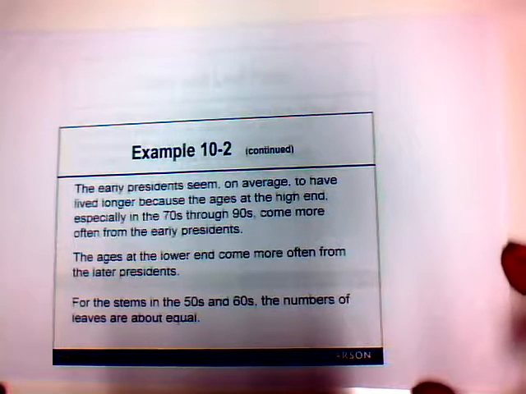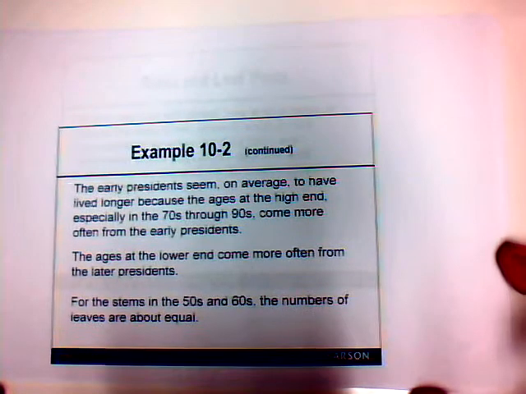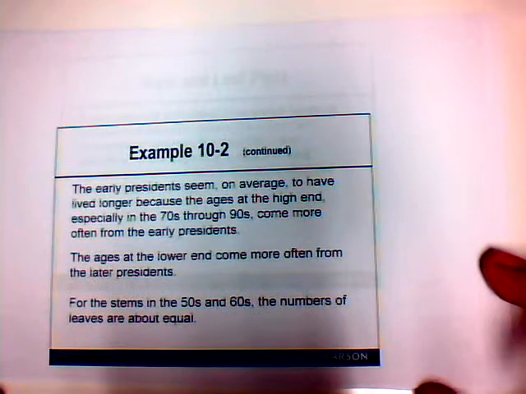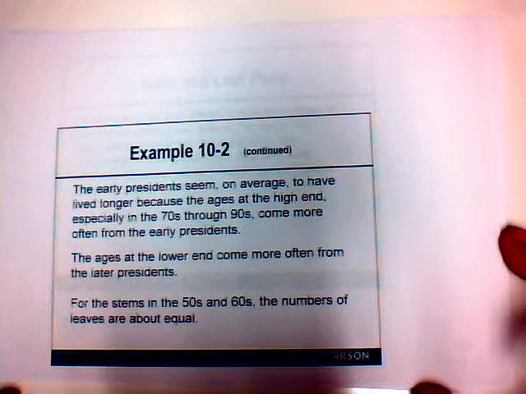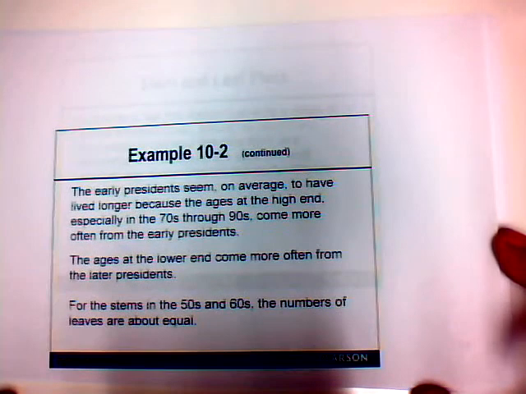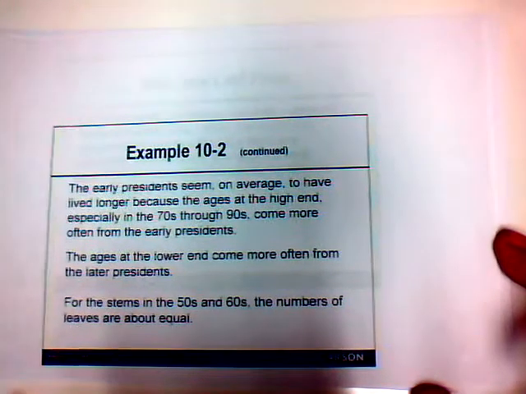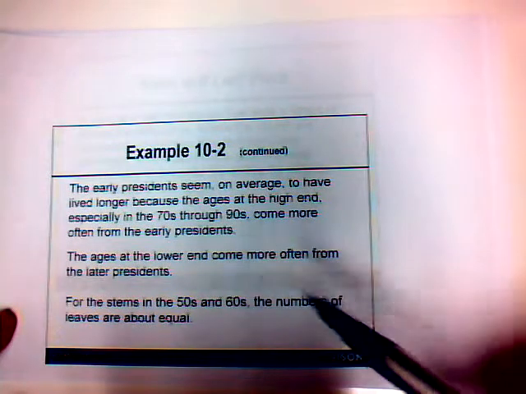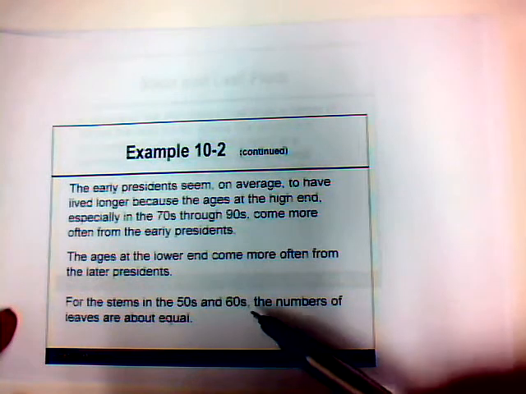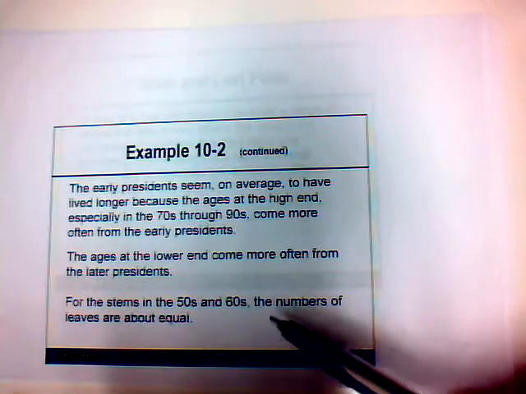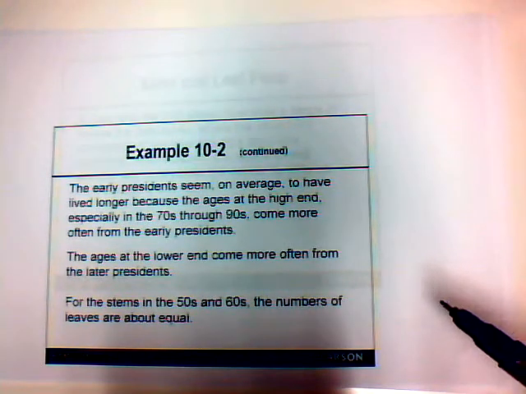The early presidents seem on average to have lived longer because the ages at the high end, especially in the 70s through the 90s, come more often from the early presidents. The ages at the lower end come more often from the later presidents. And then from the stems, in the 50s and 60s, the number of leaves are about equal.